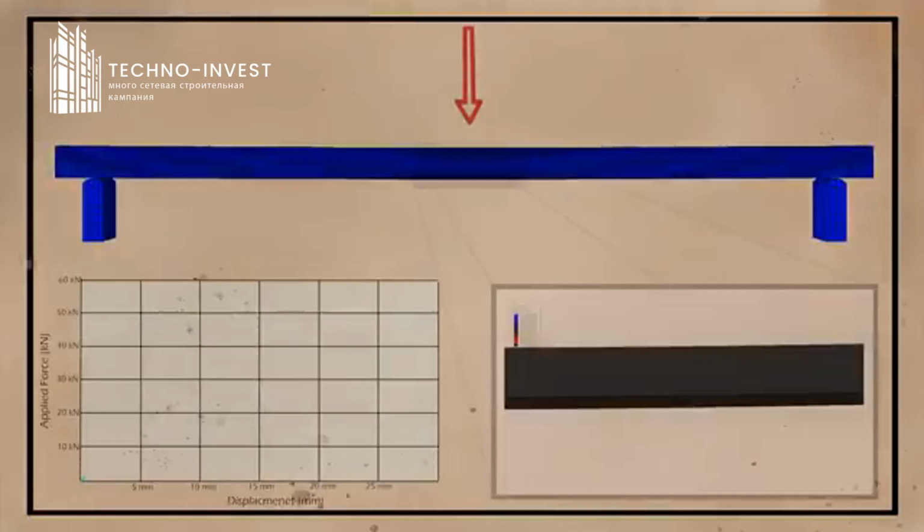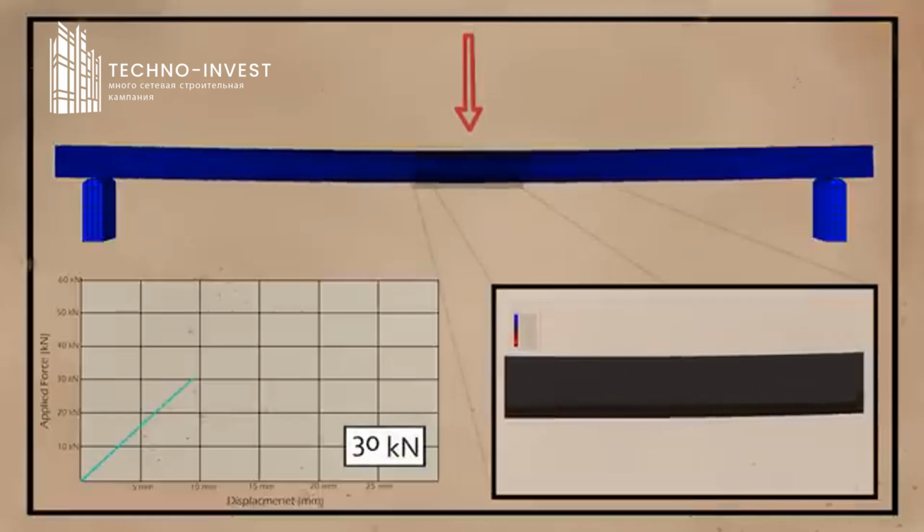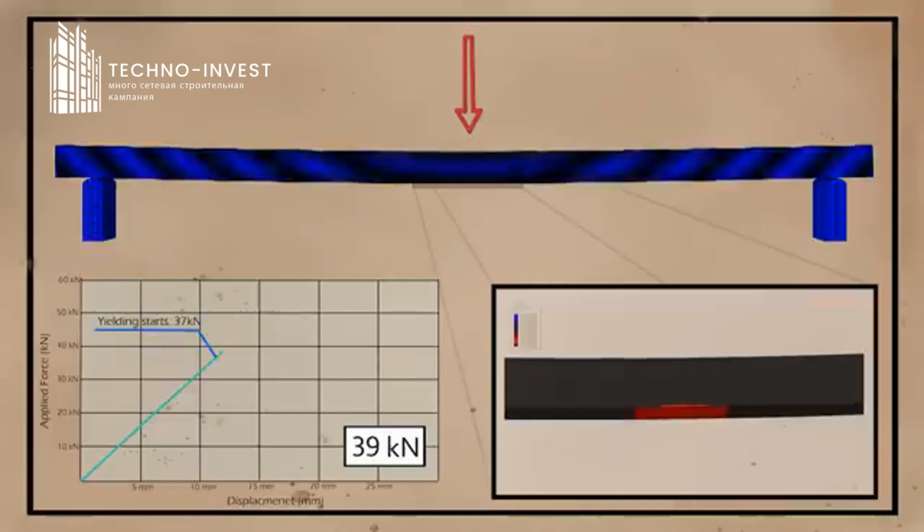On the bottom left, we can see a graph of the applied force and midpoint deflection, and on the right we can observe the yielding of the section. As the load increases, the deflection of the beam increases in a linear fashion. At around 37 kilonewtons, the first yielding of the material occurs.